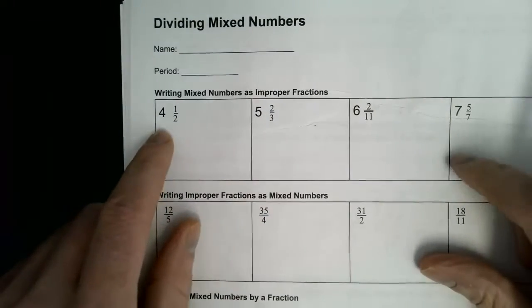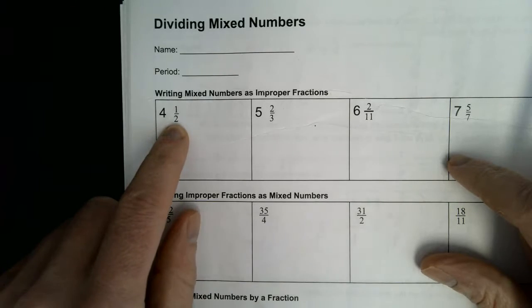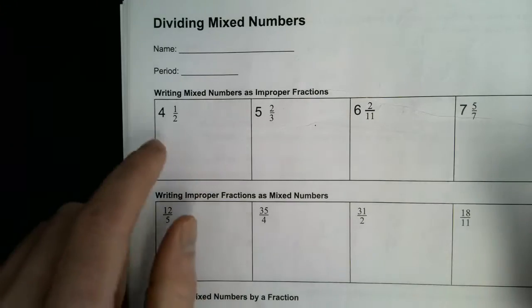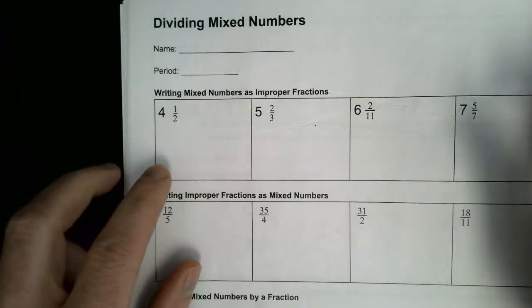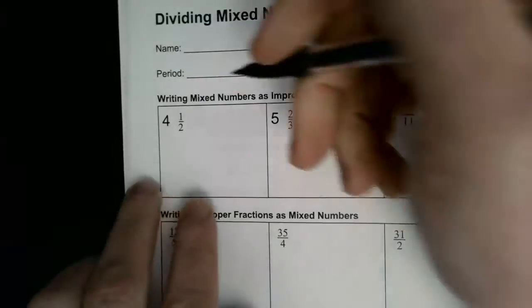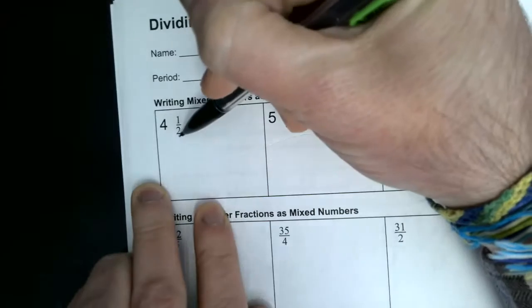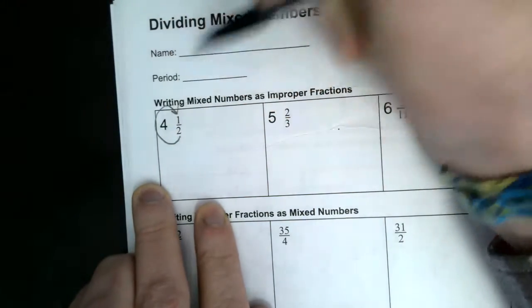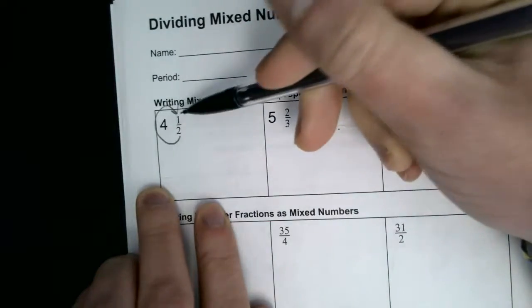This is an example of a mixed number. It's a whole number with a fraction, 4 1/2. And in order to divide them, we're going to need to change them to improper fractions. And so what I like to do to change them is do a little swoop, okay? So I'm going to show you what I'm going to do. I'm going to start at the bottom at the 2, and I'm going to make a little curve. Okay, I put in a little arrowhead as well right there.